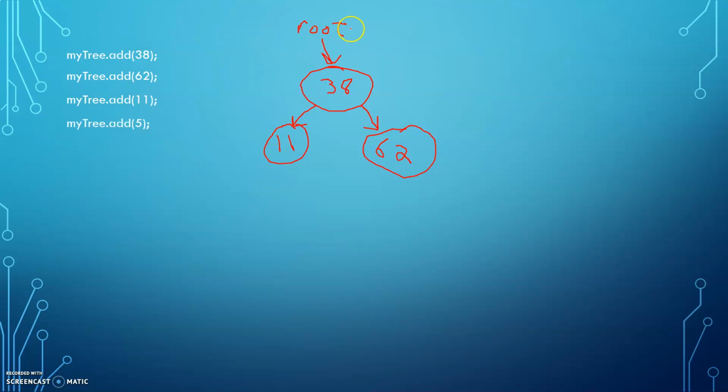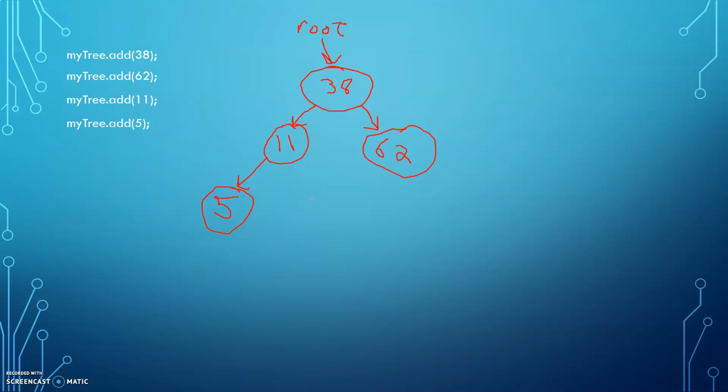So now if we have 5, again, we're coming in, cursor is starting off at root, and so we're looking at 38. 5 is less than 38. There is a left link, so cursor equals cursor get left. So now we're looking at 11. 5 is less than 11. We look left. Well, there is no left. So then the left is going to be created pointing to this new node 5. And that ends the add method with the value 5.